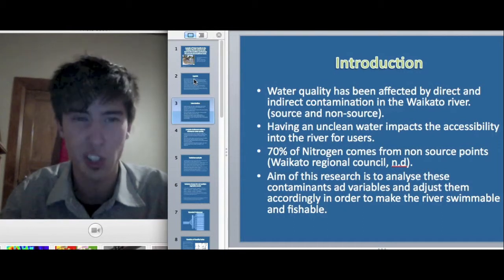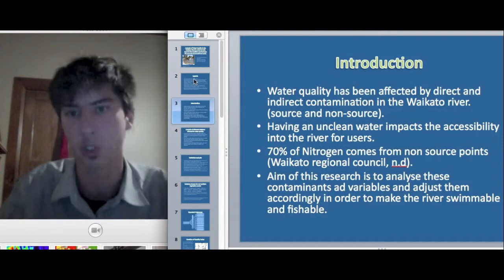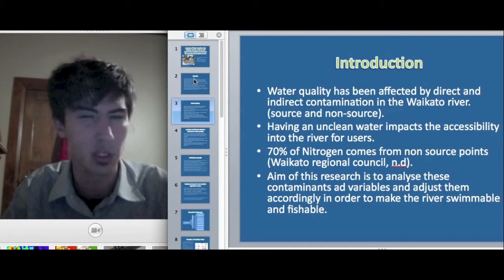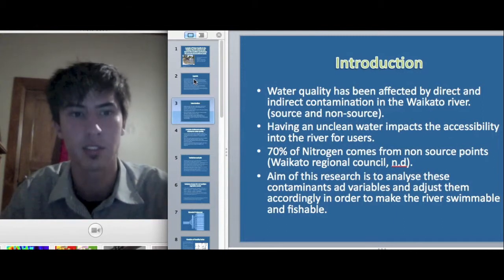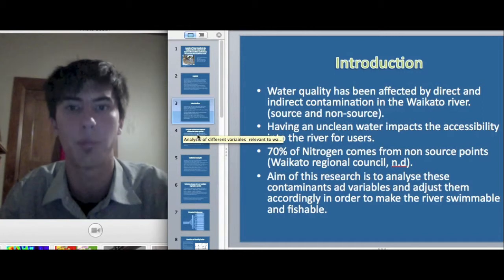The aim of this research is to analyze these contaminants, the different types of contaminants that have been affecting the river from non-source and source contamination, and try to adjust them accordingly with a policy solution after we've done the analysis, and try to meet that target, which is to make it swimmable and fishable.